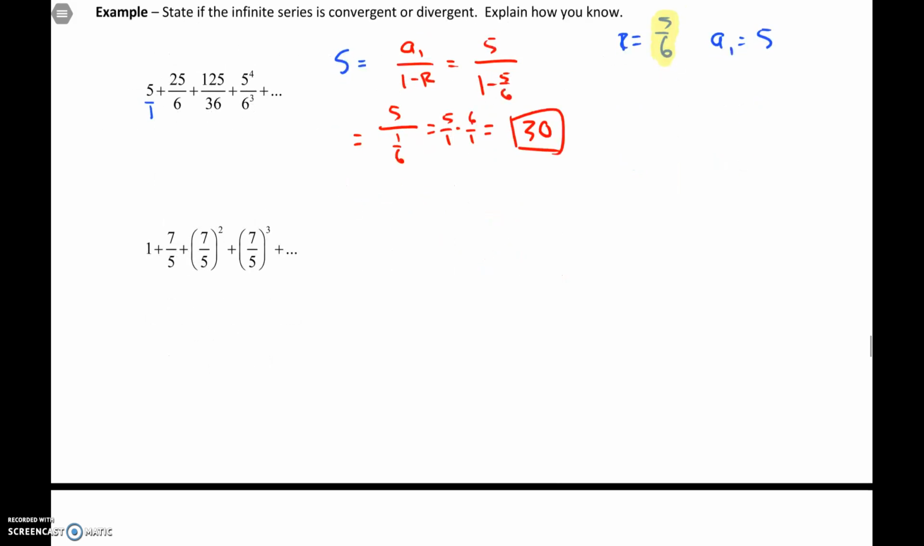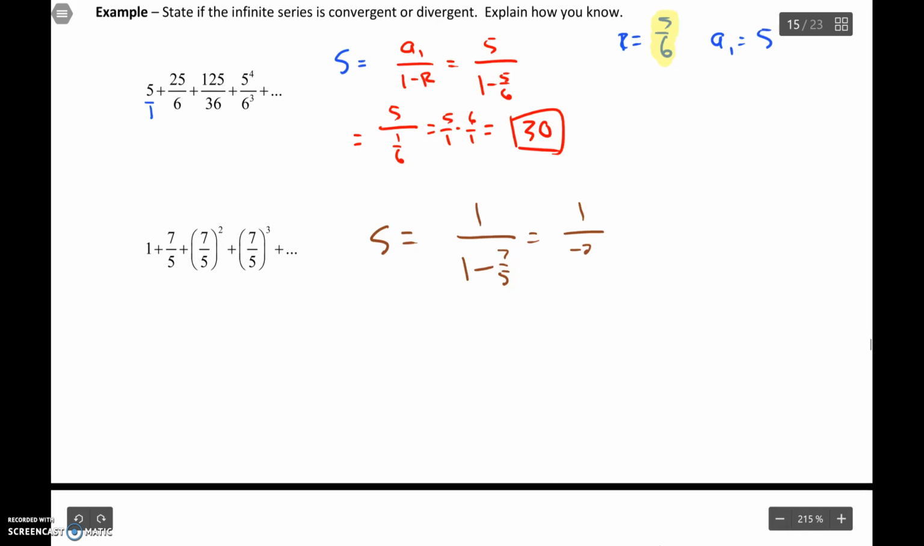Let's move on though. So here, I do have a geometric ratio again. I'm multiplying by 7/5, multiplying by 7/5, multiplying by 7/5. If I had a little more time, I would show you that you could take your first term, 1, over 1 minus your common ratio. Actually, I'm just going to do this. 1 over -2/5. 1 over 1 times -5/2. So you might say, well, that's just -2.5.